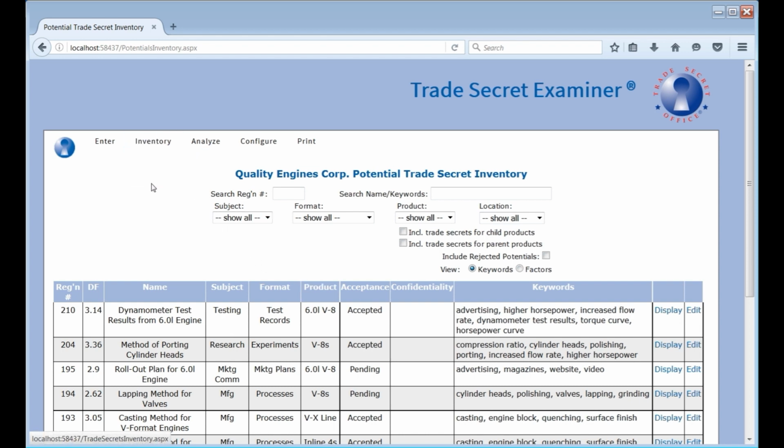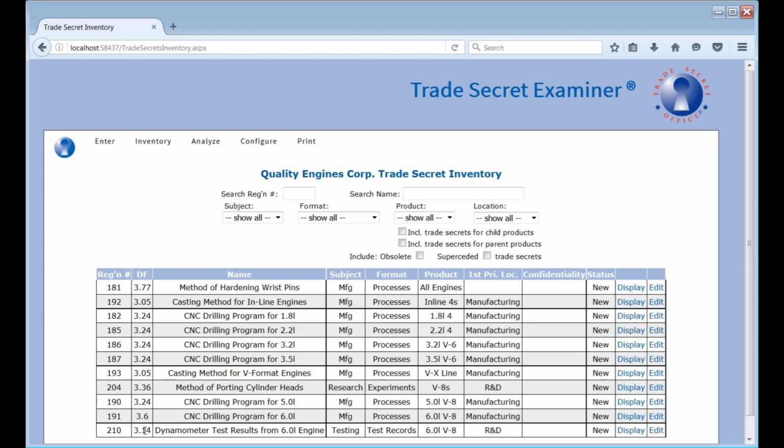What that means is that when I go into inventory trade secrets, that new trade secret is listed here. Not all of them are. These are only the ones that are accepted because now this is the real trade secret inventory. This isn't in the ante room or the vestibule anymore. This is inside the system. I have the same ability to select and search on the different characteristics. I can still include the ones for the child and the parent products. I have some other selections here.